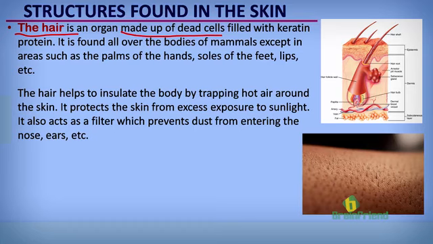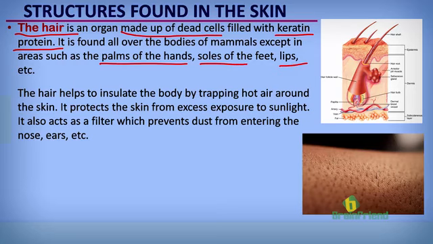The cells of the hair are filled with keratin. We encounter keratin protein. Once again, they are filled with keratin protein. So they have keratinocytes, cells that produce keratin. Hairs are found all over the bodies of mammals except in areas of skin such as on the palms of the hands, the soles of the feet, and in the lips. On the lips, of course, we do not have hair. We do not have hair on the palm of our hands and also on the soles of our feet.